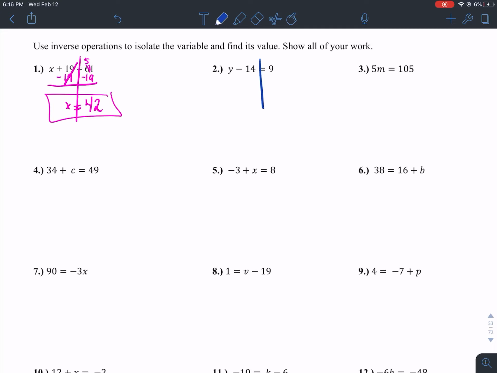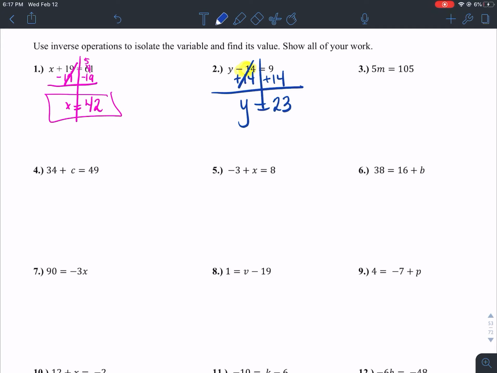So I'm going to look at what is keeping my y from being isolated. That one number that is keeping me from having my y by itself. So I have a minus 14. Because I'm subtracting 14, I want to do the opposite, which is an inverse operation, and add 14. What I do to one side, I do to the other side. So that goes away because negative 14 and a positive 14 gives me y. And 9 plus 14 gives me 23. So my answer is y equals 23.